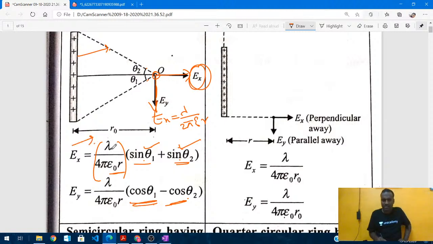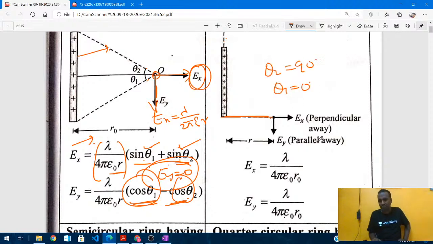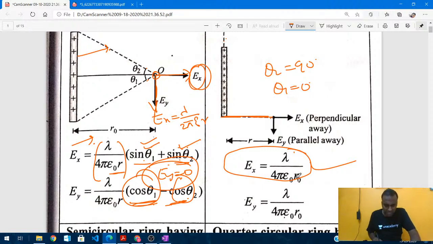This is only along the x-axis. Similarly along the y component, cos 90 is 0. So the electric field along the y-axis is 0. For a semi-infinite rod, one end is in our hand and the other end is at infinity. So theta 2 will be 90 and theta 1 is equal to 0. Sin 90 is 1, sin 0 is 0. So the electric field intensity will be lambda by 4 pi epsilon naught r. Similarly along the y-axis, the electric field will be lambda by 4 pi epsilon naught r.